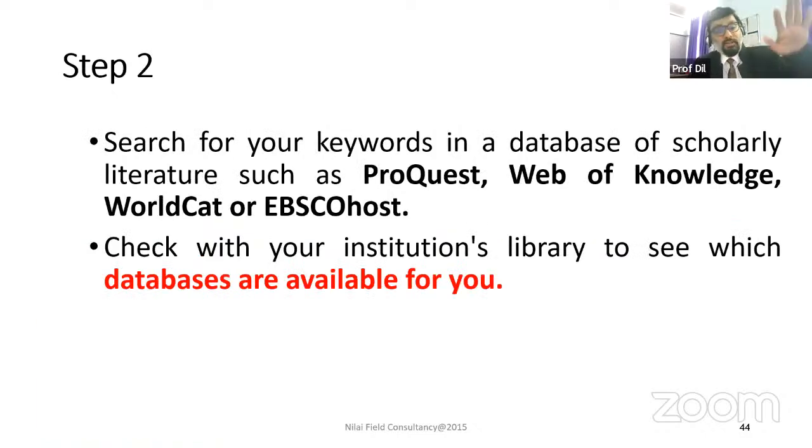The next step is to look at databases like ProQuest, Web of Knowledge, WorldCat, EBSCO. In all these, you can get a lot of publishing keywords and abstracts. So don't worry, you will be getting that. This is the way you have to fetch them.